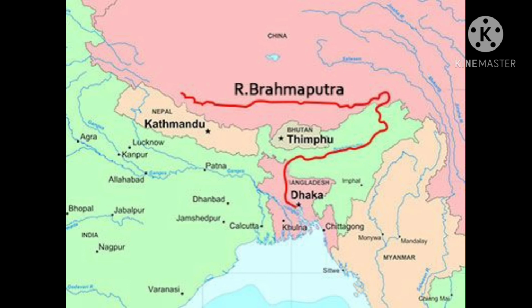Children, next is Brahmaputra river. You can see on the map the red line shows the Brahmaputra river. This river originates from Mansarovar Lake near Kailash Parvat and enters into India through Arunachal Pradesh and it passes through Assam Valley and then enters into Bangladesh. It flows through Bangladesh and then it joins the Bay of Bengal.